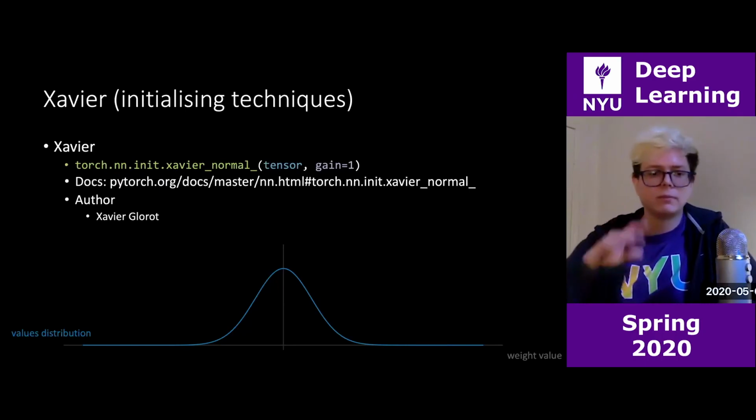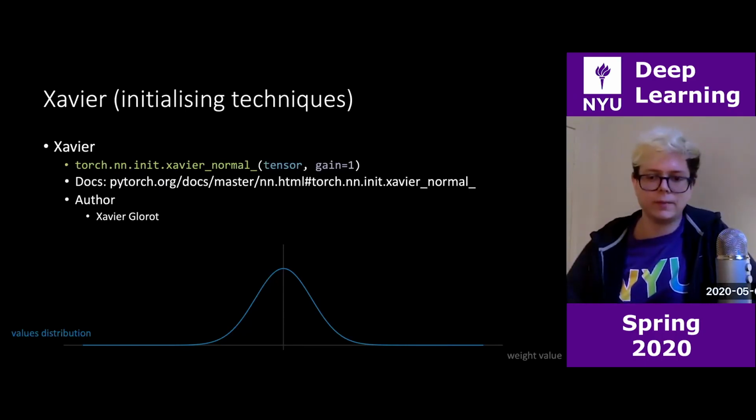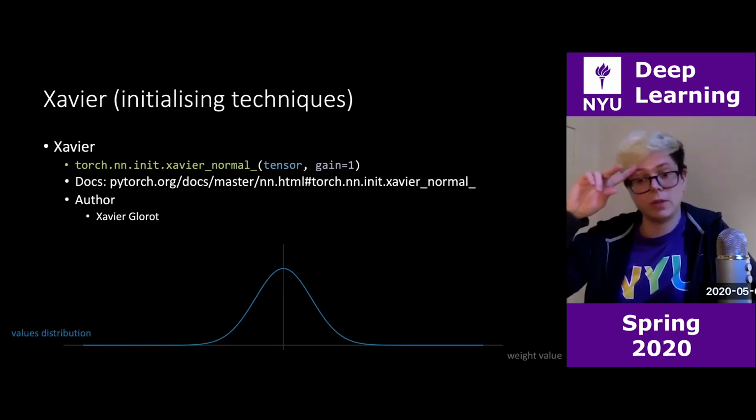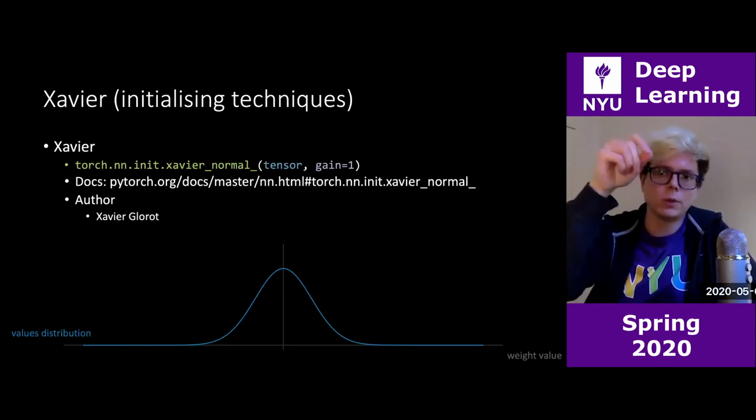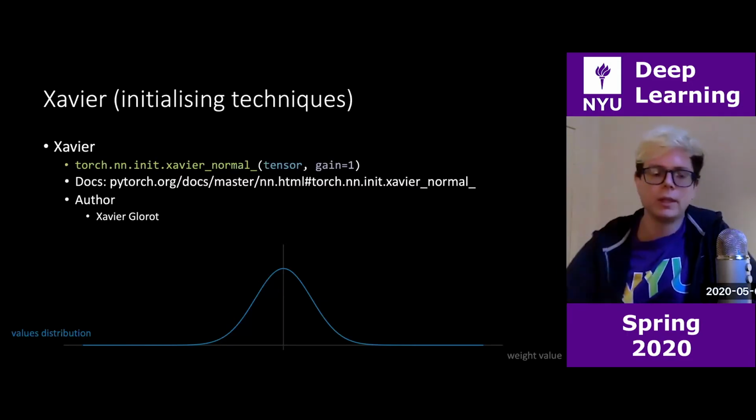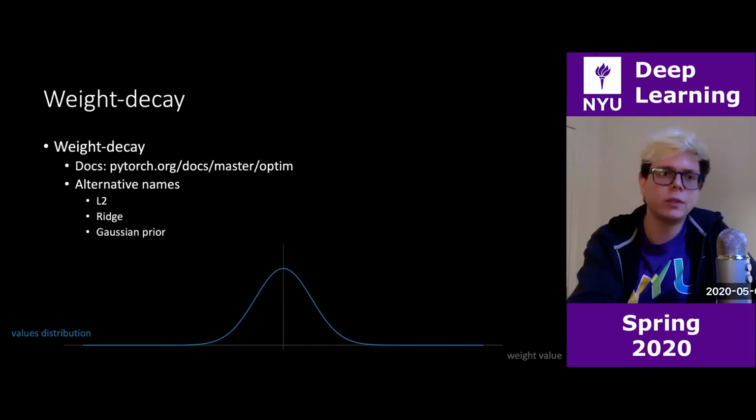And this assumes a Gaussian distribution, right? So you have the weight space, weight values, and most of them will be picked towards zero, and then you have some kind of standard deviation that is based on the input and output size of that specific layer. And so from here, we can start introducing the weight decay.